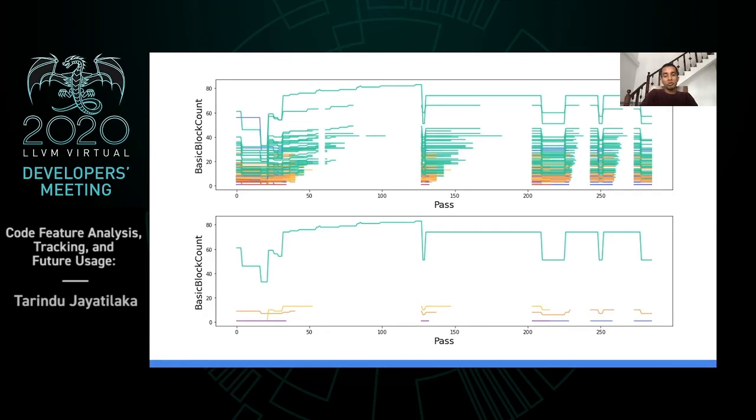Next, we wanted to see if we can cluster these functions into groups using the features we extracted. So we came up with 7 clusters. Each color in this graph represents a cluster of functions, and in the second graph we are making it a bit easier to visualize. We are representing each cluster using just one function, the function with the maximum number of passes.